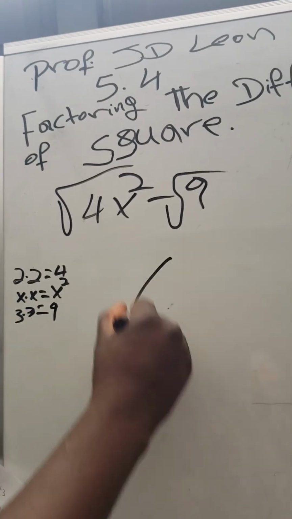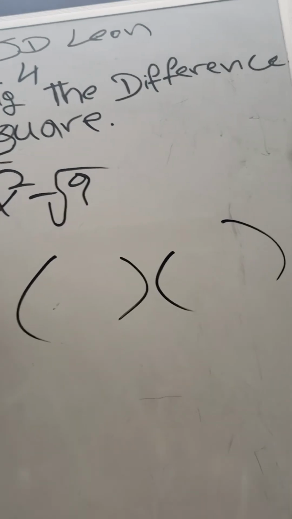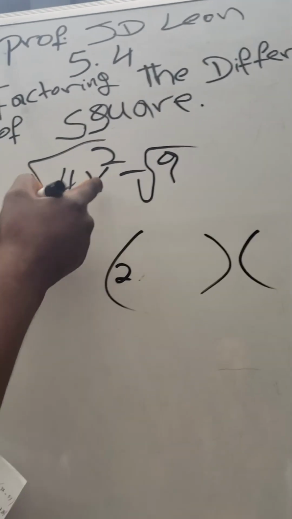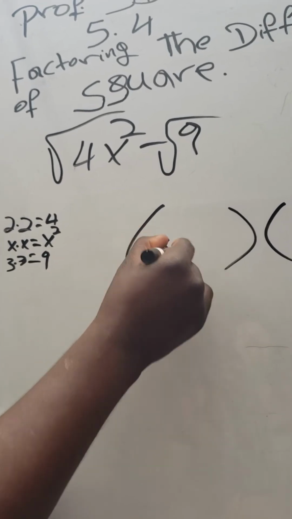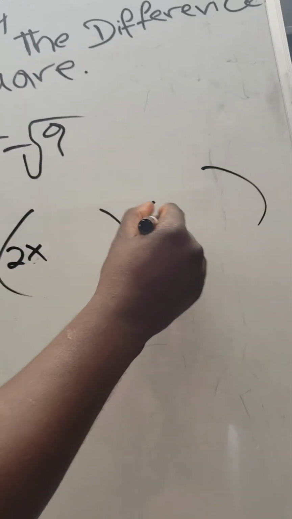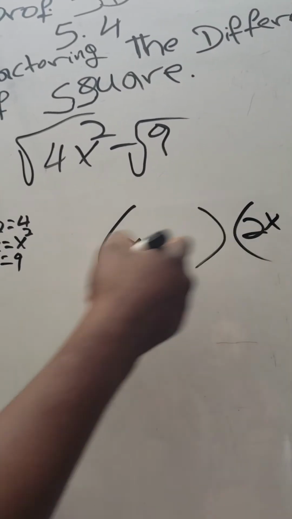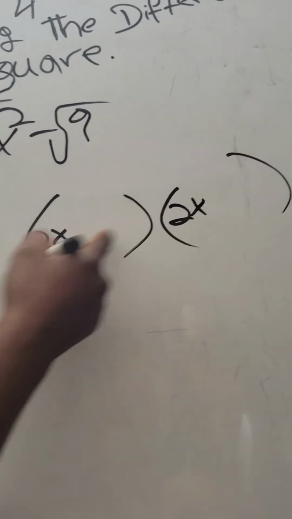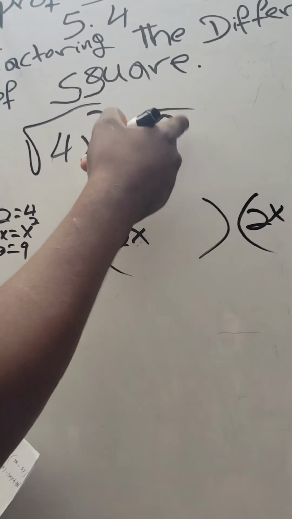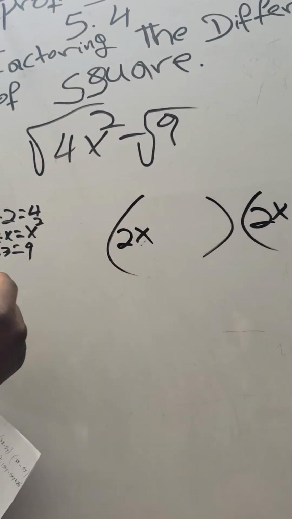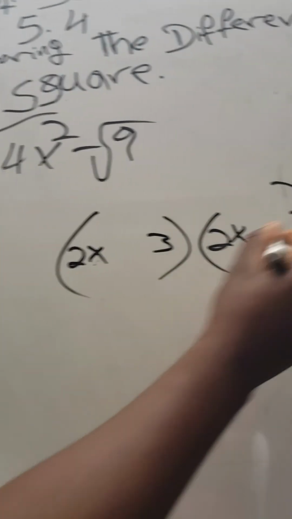Then you create your two parentheses. You take the root of 4, which is 2, and the root of x squared, which is x, and you do the same thing in the second parentheses. You place the root of the first term in the front of each parenthesis, and toward the back, you place the root of the second term, which is the 9. So you would place 3 here and 3 here.